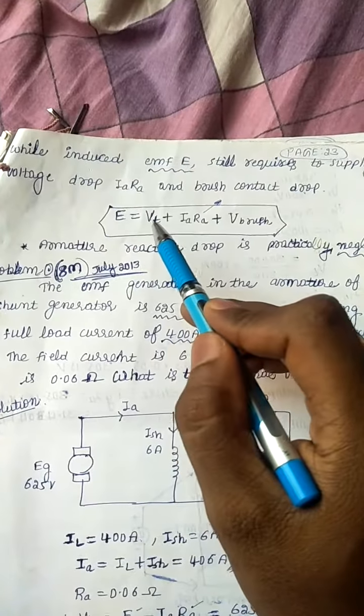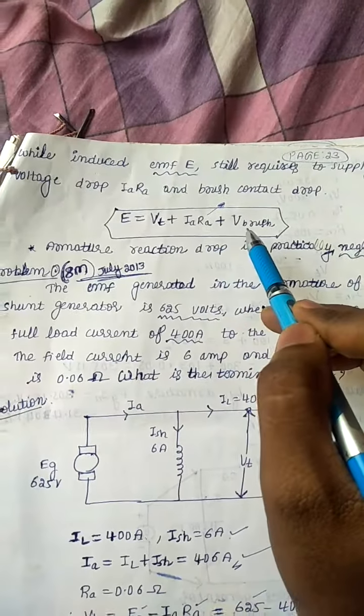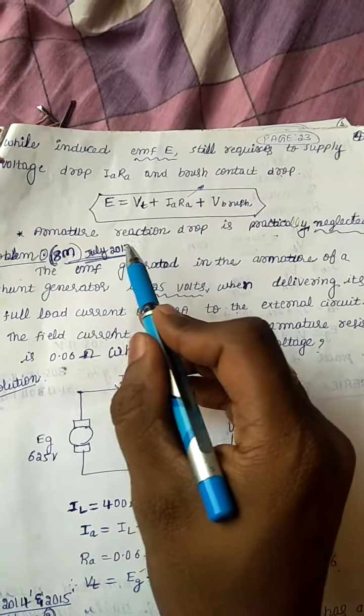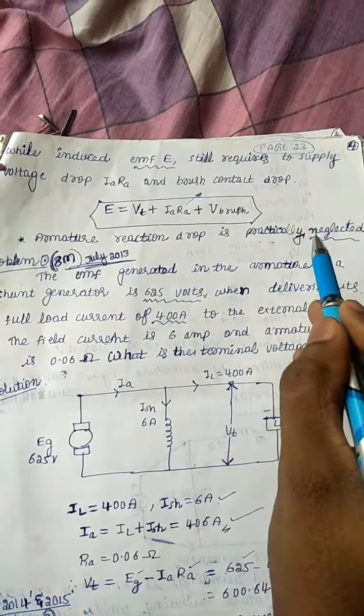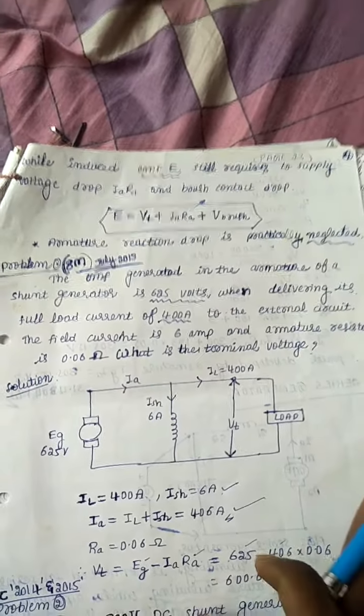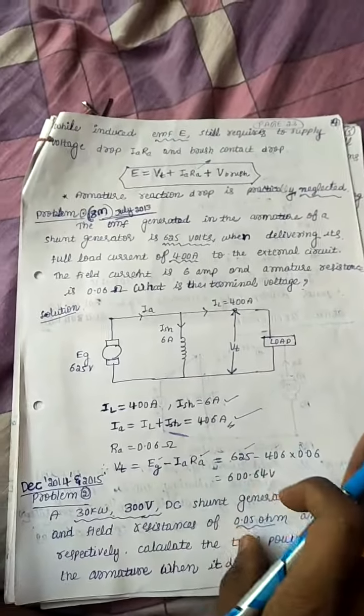Therefore E is equal to Vt plus armature winding drop plus voltage drop across the brush. Here the armature reaction drop is neglected. You have to remember this expression to solve the problem. You have one more problem on the shunt generator, you just go through that.